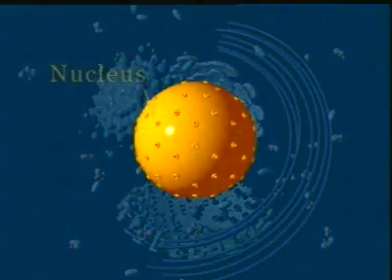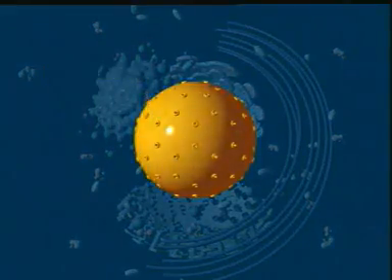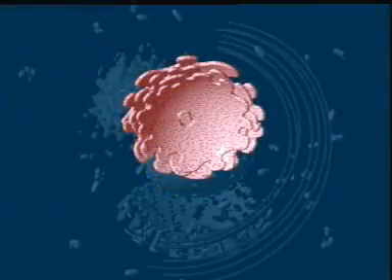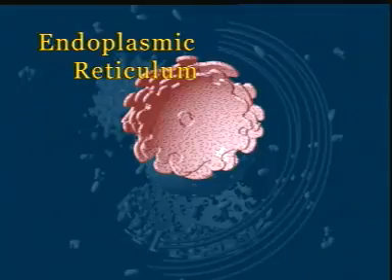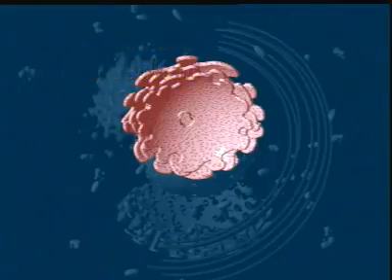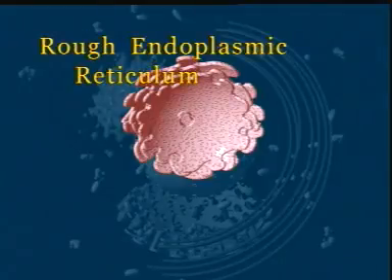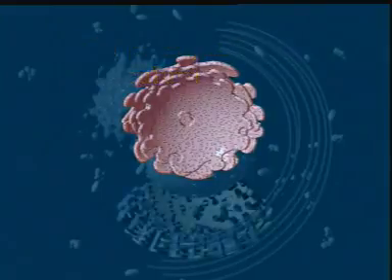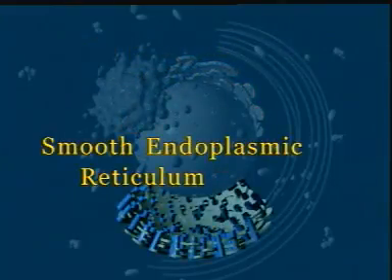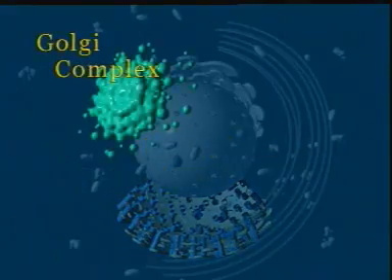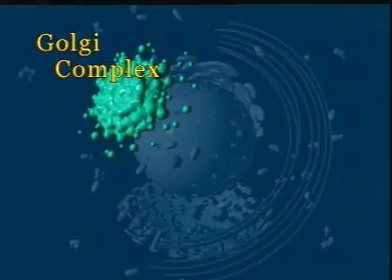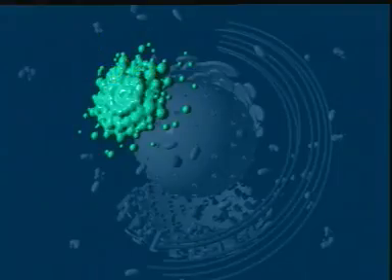Most prominent is the nucleus. This is the control center of the cell. Attached to the nucleus is a system of folded membranes called the endoplasmic reticulum. There are two types. The rough endoplasmic reticulum helps make proteins. The smooth endoplasmic reticulum makes fats. The Golgi complex modifies proteins and produces other chemicals. It then dispatches them to other parts of the cell.